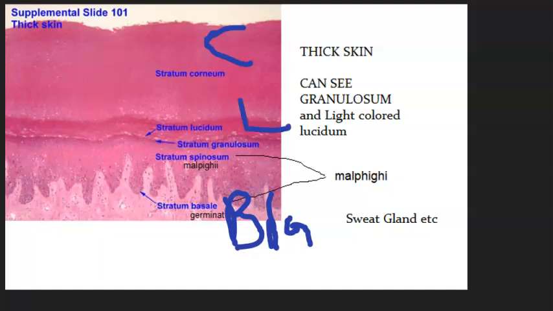Middle, what should be there? One lucidum should be there, right? That is the light band that you see. And then you see a granulosum, which is going to become the dark color. Granular, so it is dark. You can remember like that. Then you have one spinosum. It has some spines also. It is also called the Malpighian layer. Okay.